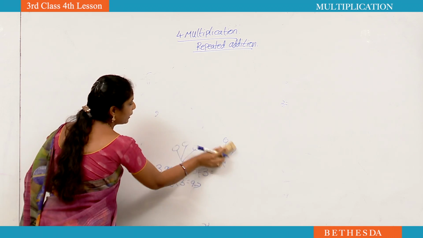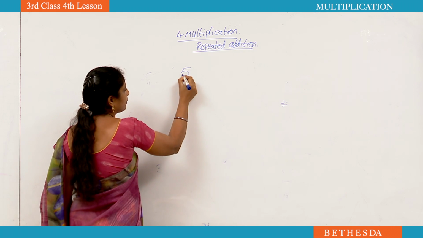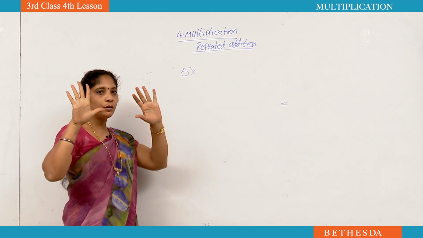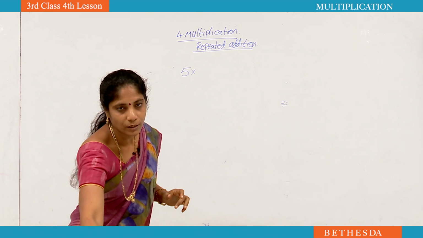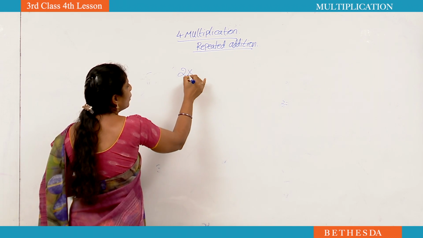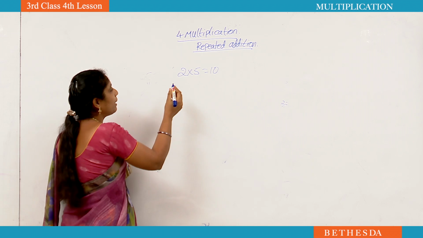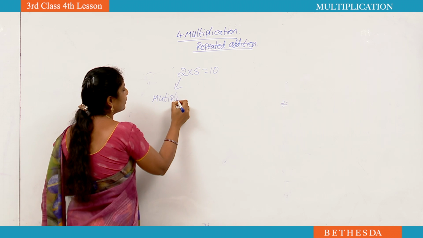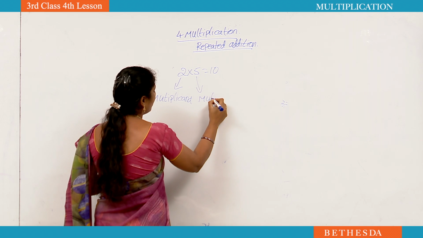See, in a multiplication fact, for example, see here, 5 twos are. All of you show your hands. See here, we have 2 hands. In one hand 5 fingers, in another hand also we have 5 fingers. Now 2 hands, in each hand 5. 2 fives are 10. This is called a multiplication fact. In this multiplication fact, the first number is called the multiplicand. What do we have to call it? Multiplicand. The second number is called the multiplier.